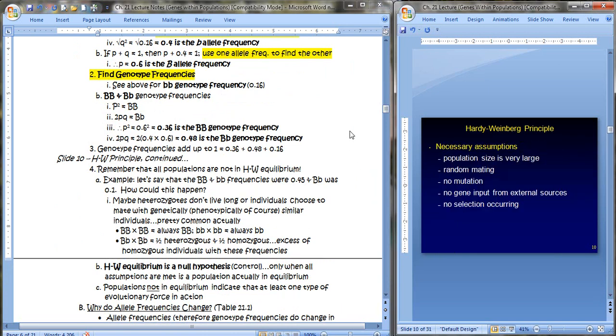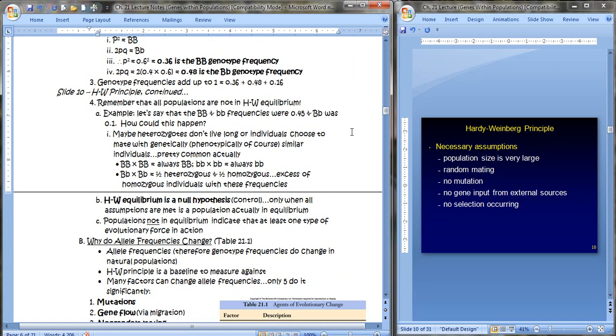Now, here's the problem though. Let's remember that not all populations are in Hardy-Weinberg equilibrium. Let's say, for example, that the homozygous dominant and homozygous recessive frequencies were 0.45 and the heterozygote was 0.1. Why would that happen? Why would they have such a low frequency?